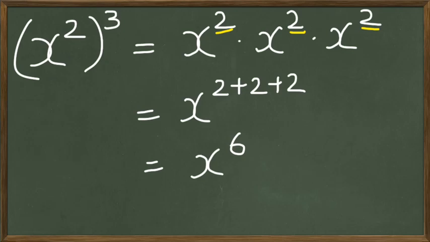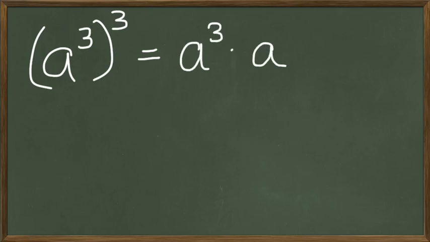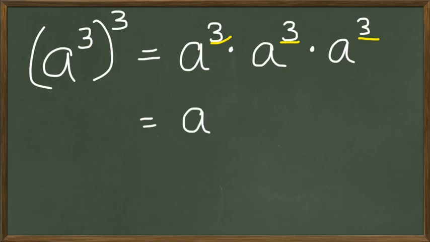Let's see if we can notice a pattern. Let's try another example here. If we have a to the power of 3 to the power of 3, this could be rewritten as a to the power of 3 multiplied by a to the power of 3 multiplied by another a to the power of 3. And of course, if we add all of our powers, we are going to get a to the power of 3 plus 3 plus another 3, which means your answer is a to the power of 9.